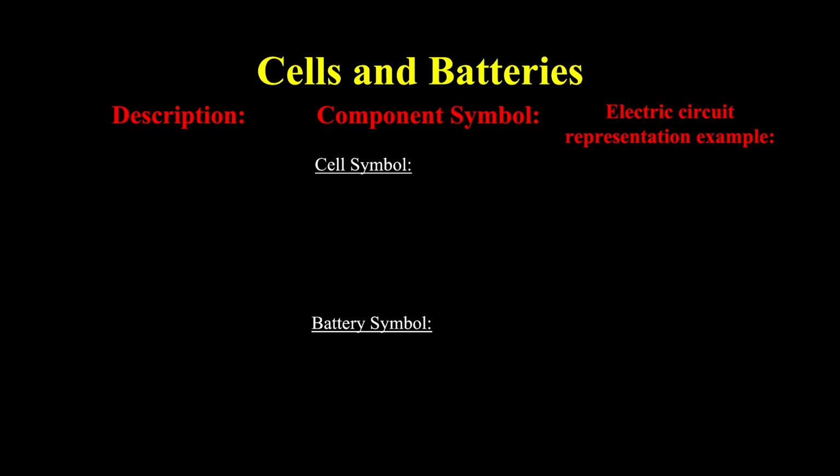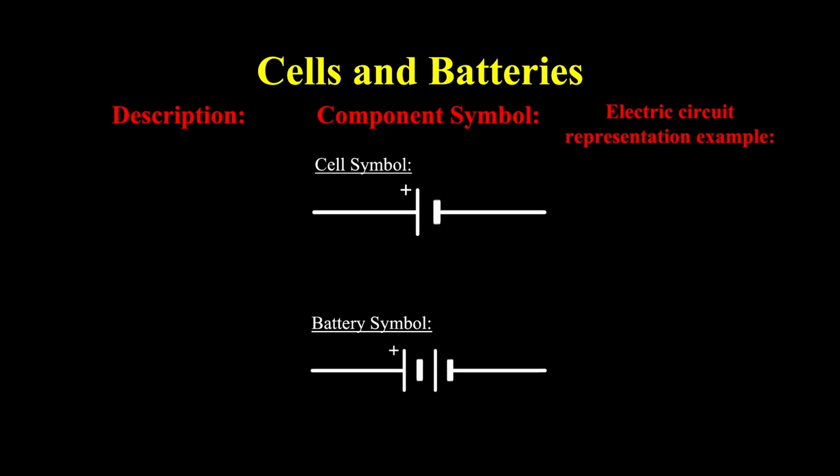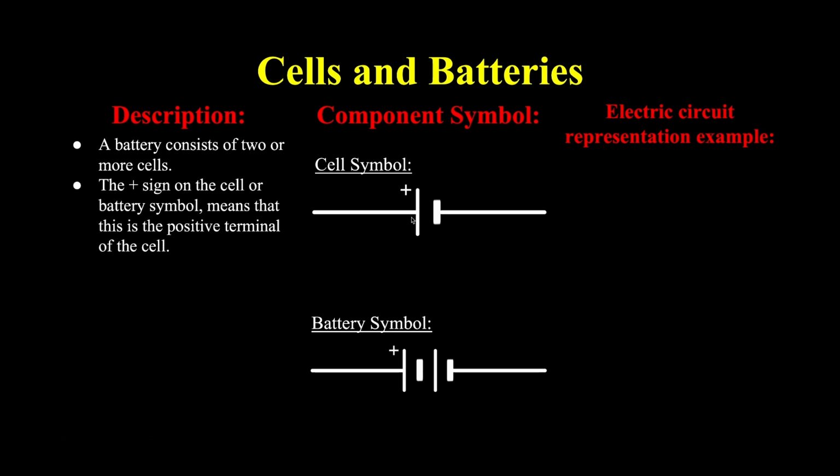Now let's look at cells and batteries. Here is the component symbol for a cell and for a battery. A battery consists of two or more cells. As can be seen here, this battery consists of two cells. A battery can have more than two cells, by the way. The plus sign on the cell or the battery symbol means that this is the positive terminal of the cell. So the other side must be the negative terminal. And we'll look at that in more detail.